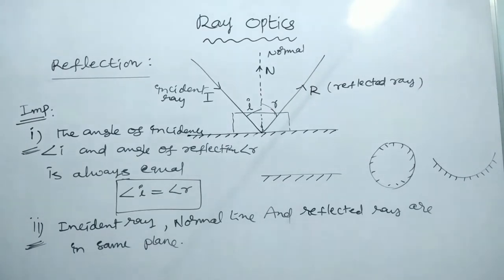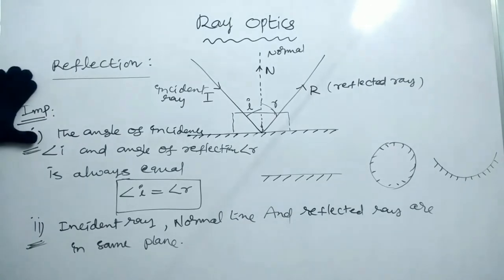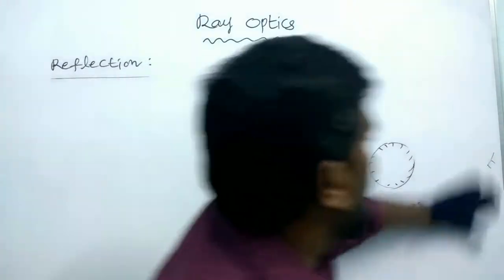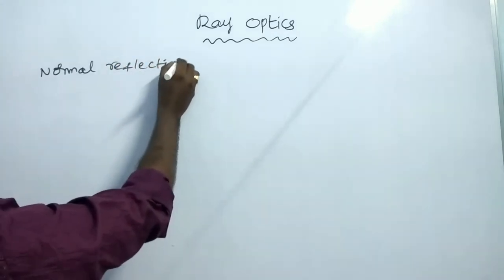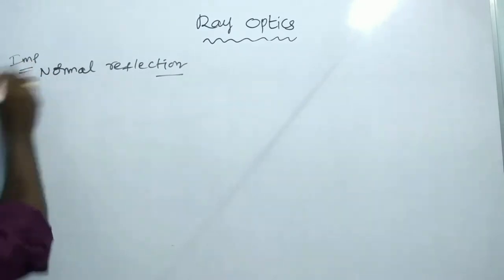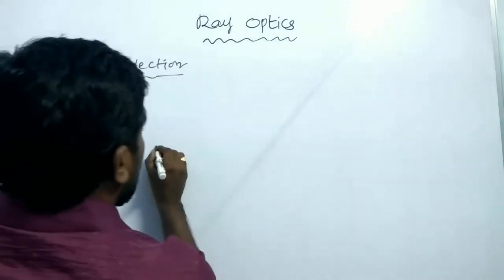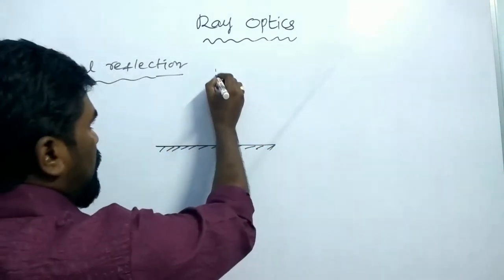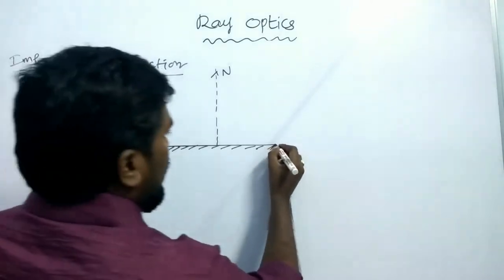Okay, right. So now let us see the angle of incidence and the angle of reflection for the normal reflection. So for the normal reflection, very important. What is the normal reflection here? Here this is a mirror, and this is the normal line which you have to draw to the mirror.